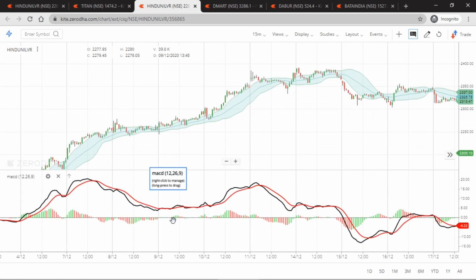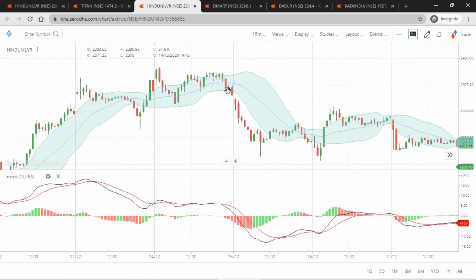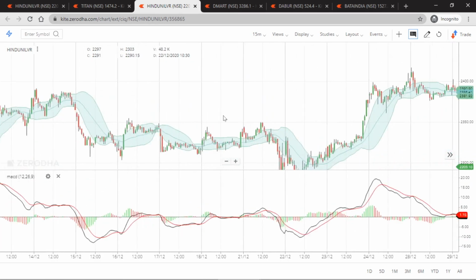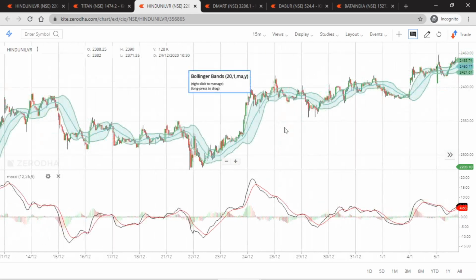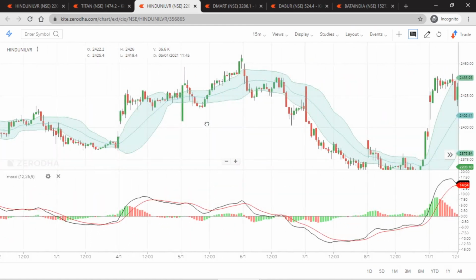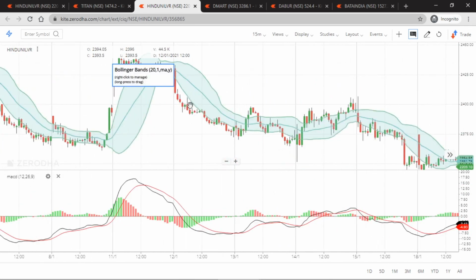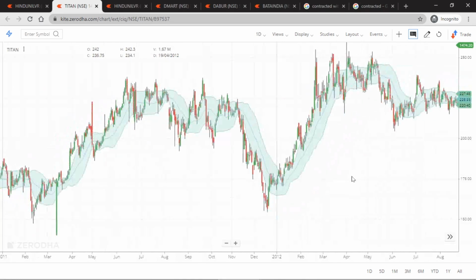Like here it is not a clear direction on the MACD, and here it is an uptrend, but not a strong uptrend. So you can leave your trade here. Again, you can have your trade from here. So this is all about the Bollinger Band. One more important thing left is how to recognize a reversal signal on a Bollinger Band. Let's understand the reversal now.